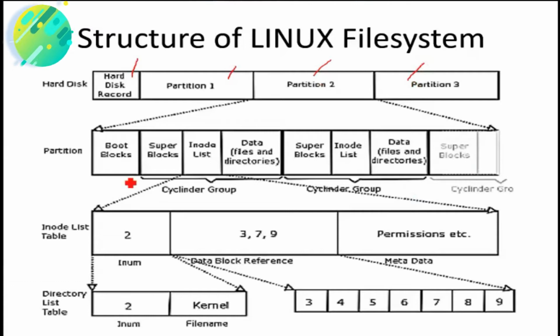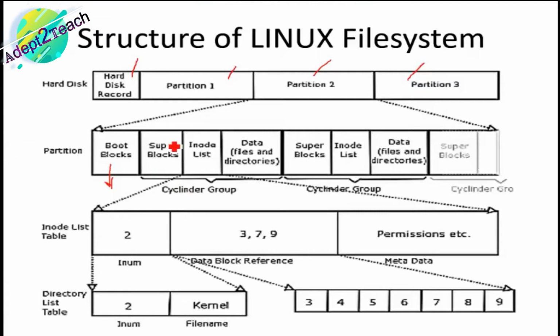The first part in any type of partition is called a boot block, which stores the minimal information of what operating system you're currently working in, from where you have to pick up the devices, and what peripheral devices have to be checked. So information pertaining to that is stored in your boot blocks.